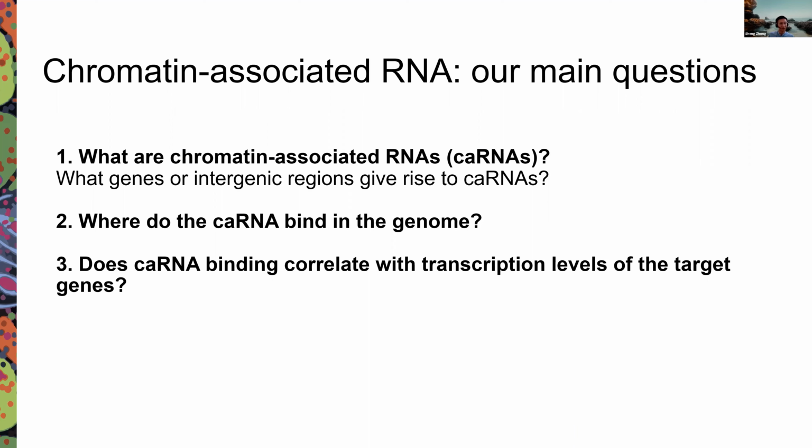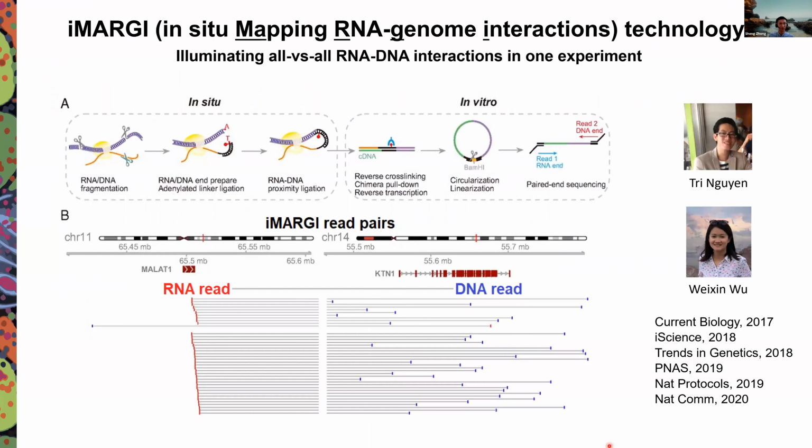To ask these questions in an unbiased manner, several postdocs, including Dr. Wei-Xing Wu and Trinh Ren, have continuously developed and updated a technology, which we call MARGI, Mapping RNA Genome Interactions technology. The more recent version is called in situ MARGI, iMARGI, that is meant to systematically discover, in an all-versus-all manner, all the nuclear transcriptome versus genome interactions in one experiment.